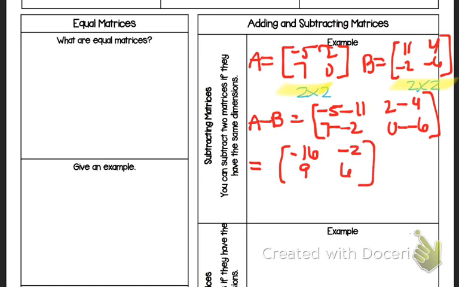Okay, so this would be A minus B: negative 16, negative 2, 9, 6. And again, we don't do anything else with those numbers. We just leave them alone.